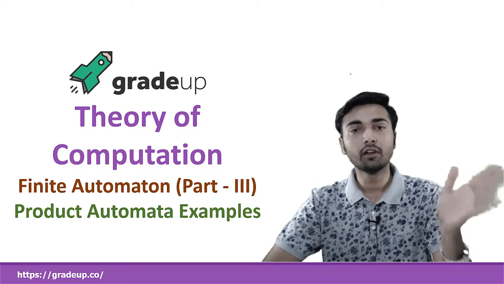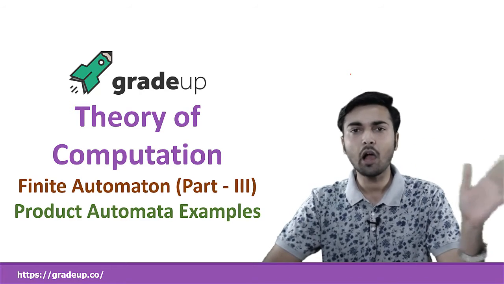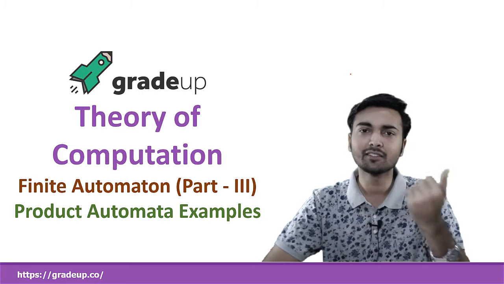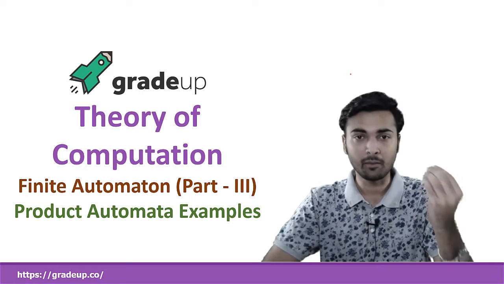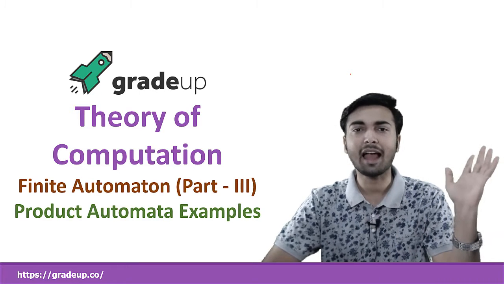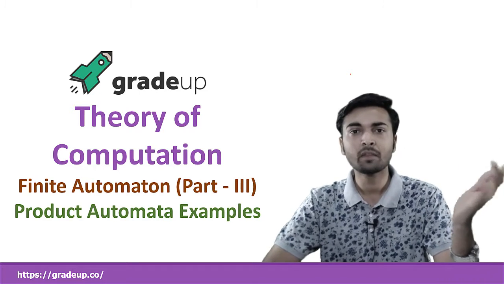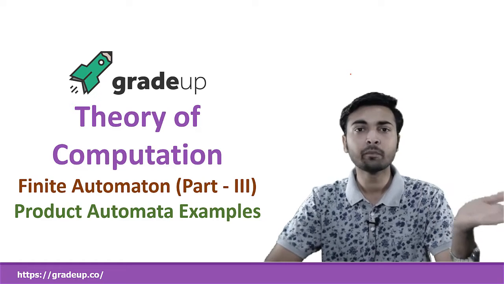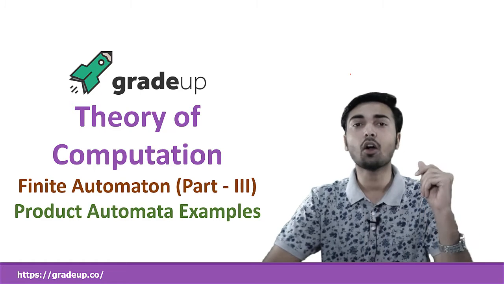So now we know the basics of finite automata and how to draw them. As we discussed, first realize the minimal string, draw the DFA for that minimal string and then adjust the remaining arrows or transitions. Those were the basic DFAs. Now we are moving to product automata.